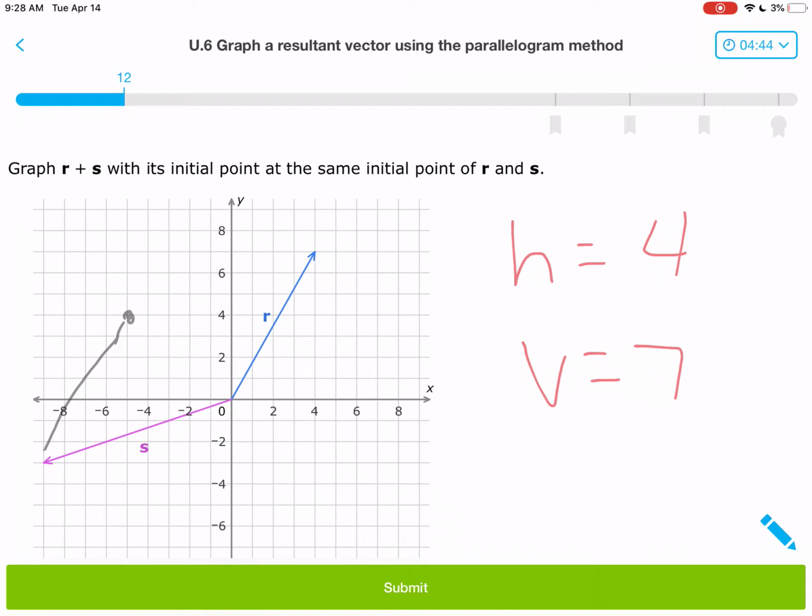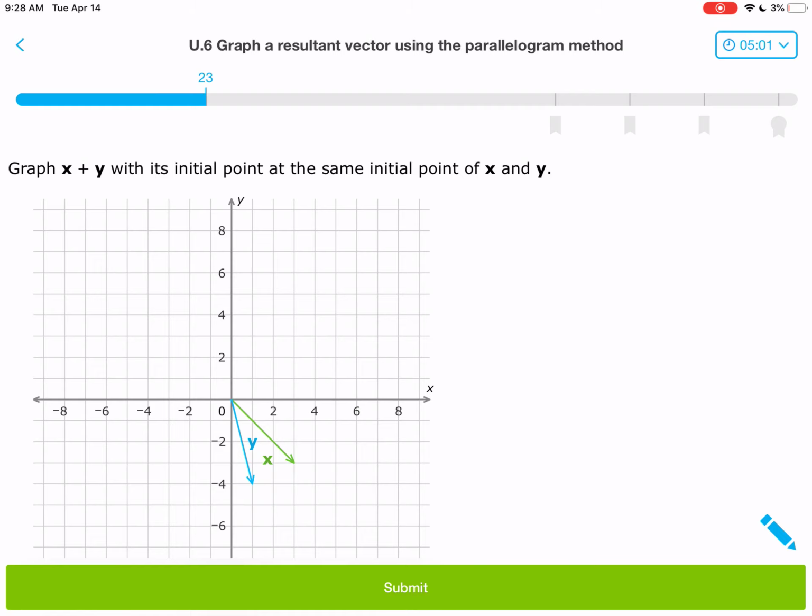So now all I need to do is graph my vector. Remember, it's going to share the same initial point, and its terminal point is going to be what the corner of the parallelogram would be. So I just tapped that shared corner spot where it would be, and that's my resultant vector.